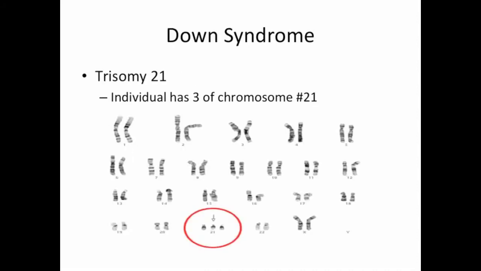Here's a karyotype of an individual who has Down syndrome. As you can see, for chromosome 21, this person has 3 of them. This is called trisomy 21, and Down syndrome usually results in some mental retardation.